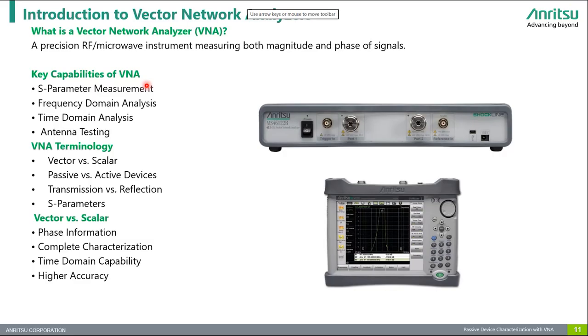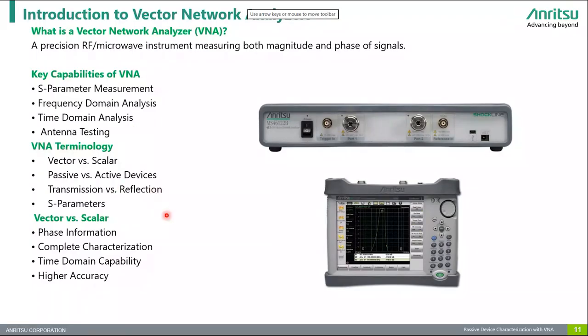We will discuss the key capabilities of a VNA. S-parameters measurement, this is the primary function, measuring how signals are reflected and transmitted through a device. Frequency domain analysis, VNAs operate across a wide frequency range, allowing us to analyze how devices perform over the entire operating band. Time domain analysis, by applying inverse Fourier transforms, VNAs can also provide insights into signal behavior over time, useful for identifying discontinuities or faults. And antenna testing, very widely used to measure return loss, VSWR, and impedance of antennas.